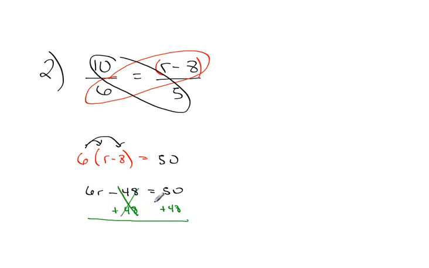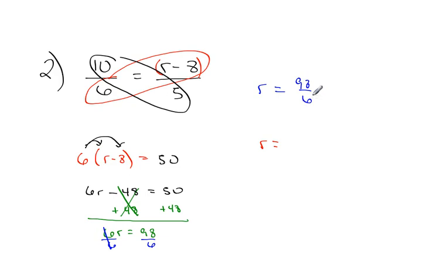The negative 48 and positive 48 simplifies, leaving me with 6r equals 50 plus 48, which is 98. 6 times r equals 98. I would then get rid of my 6 by dividing both sides by 6. And I'm left with r equals, 6 goes away, 98 over 6. I said you could leave the fractions as improper fractions, but with one requirement: reduce if you can reduce. So it's 98 and 6.